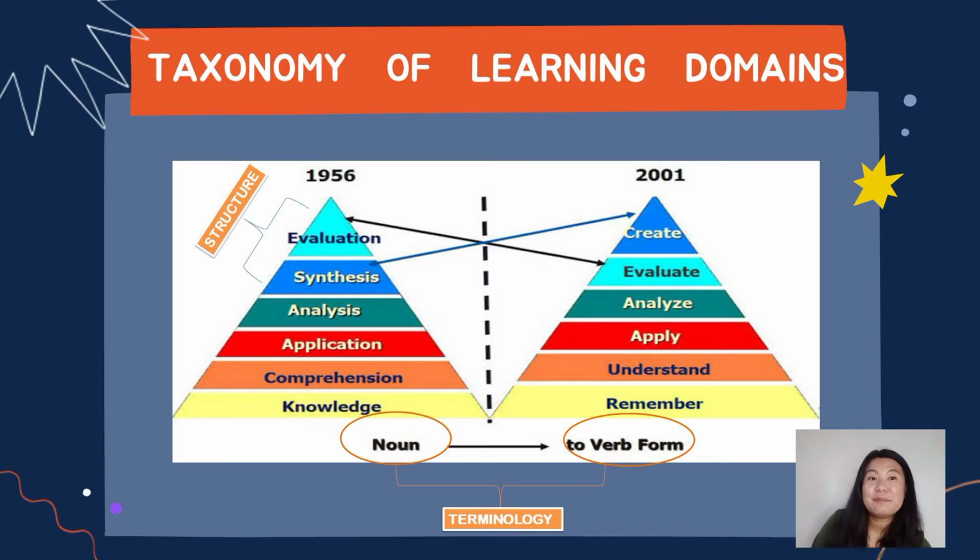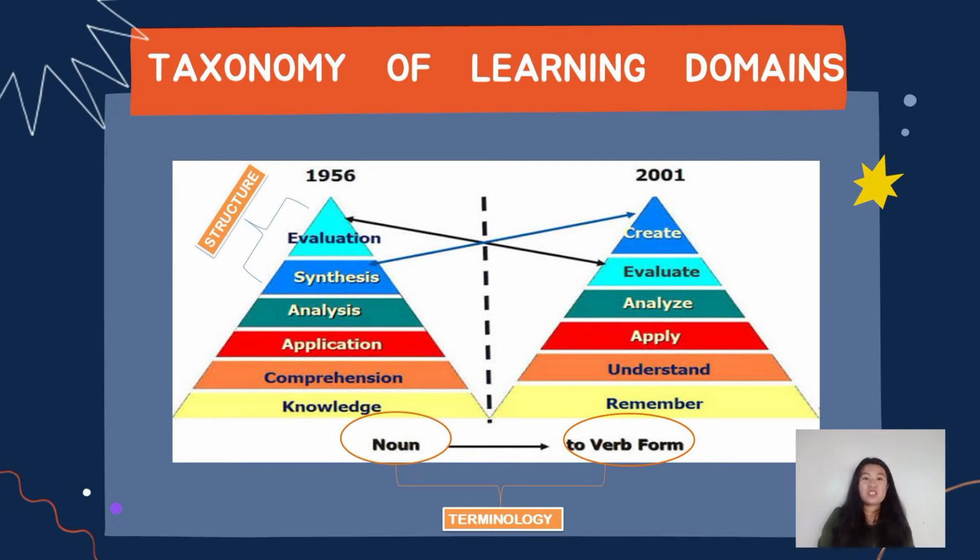First is the terminology. The revised version changes the names of each of the six levels. The lowest level of the original, knowledge, was changed into remembering, and it is also important to note that in the original they used nouns and in the revised they now use verbs. It is because the names of the major cognitive processes were changed to indicate action, because thinking implies active engagement. That's why they changed it from nouns into verbs.